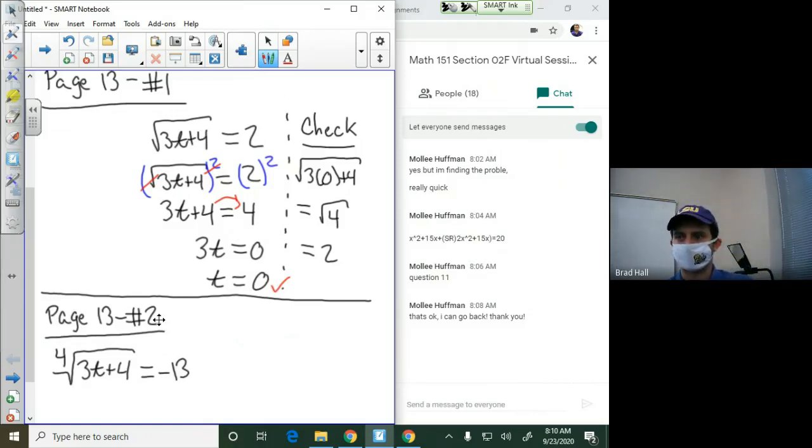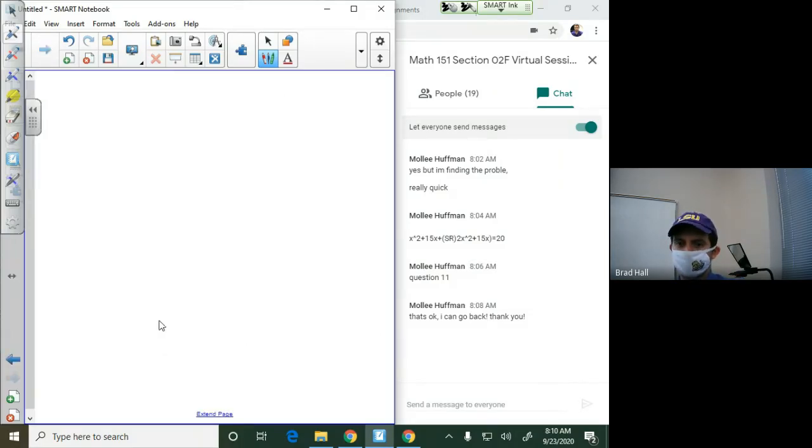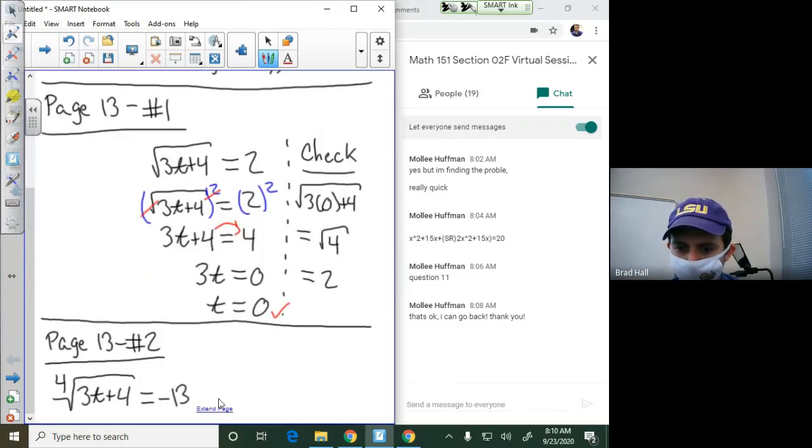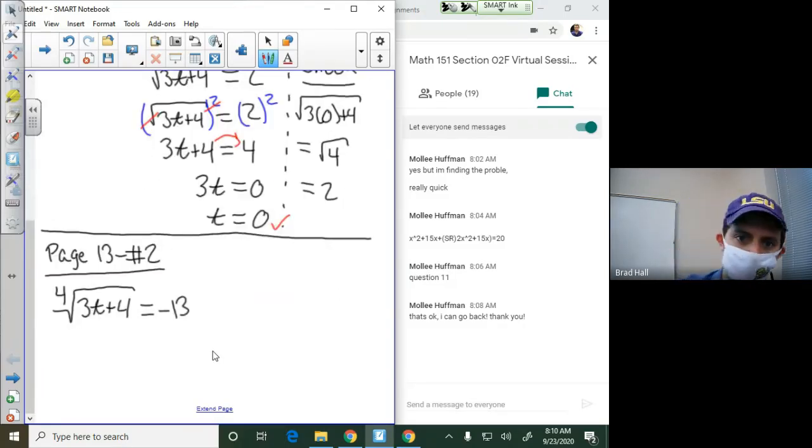I wonder why this is a nice problem. Do you have any clue? It's a negative. It can't have negative. Yeah, the 4th root cannot output a negative. So really this problem is just a dud problem.